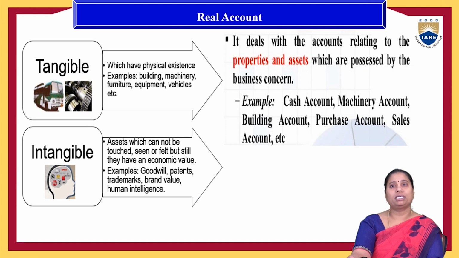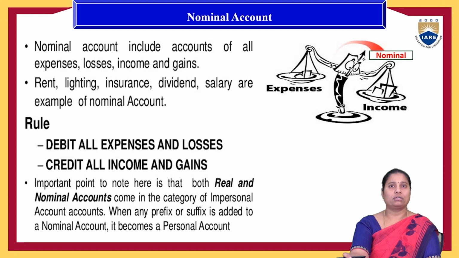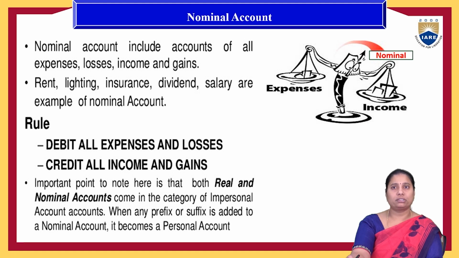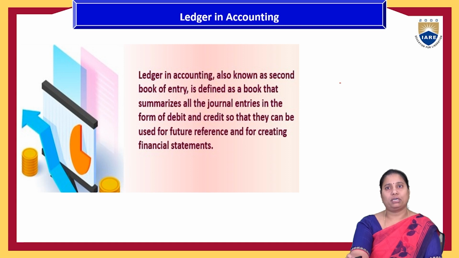All the other tangible and intangible items like cash, buildings, purchases, sales, etc. will come under the real account. All the other items like rent, lighting, insurance, salaries, wages, dividends, etc. will come under the nominal account.